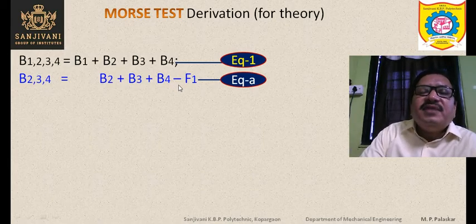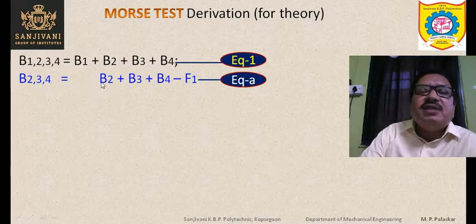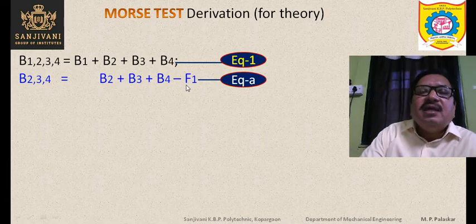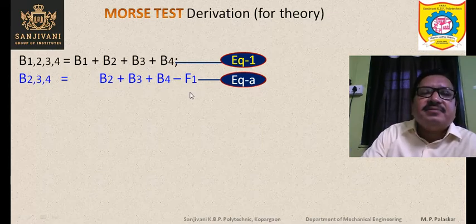So this frictional power present in cylinder number 1, which is a result of the motions of cylinder number 1, is F1, and that has to be subtracted from all these additions, so that B234 is equal to B2 plus B3 plus B4 minus F1.